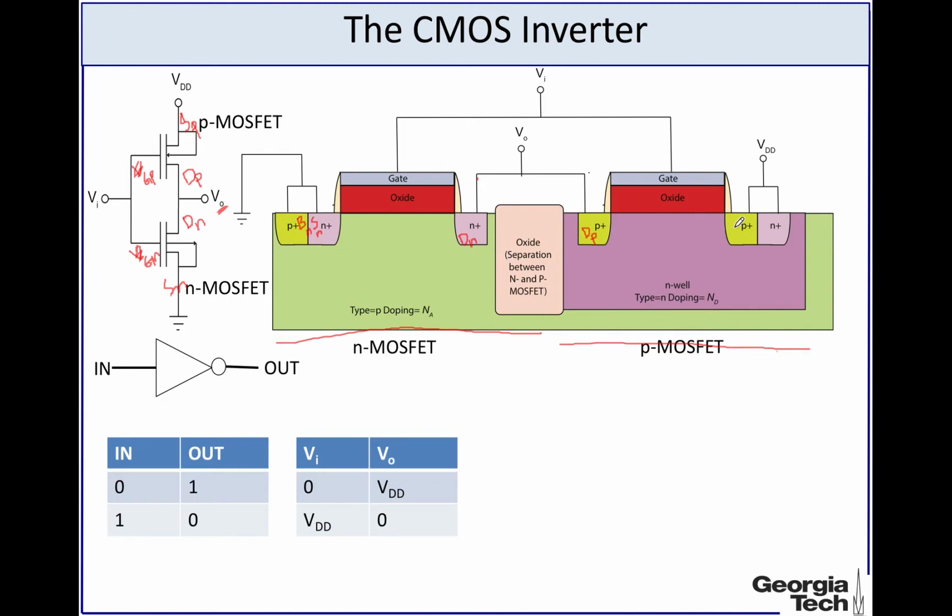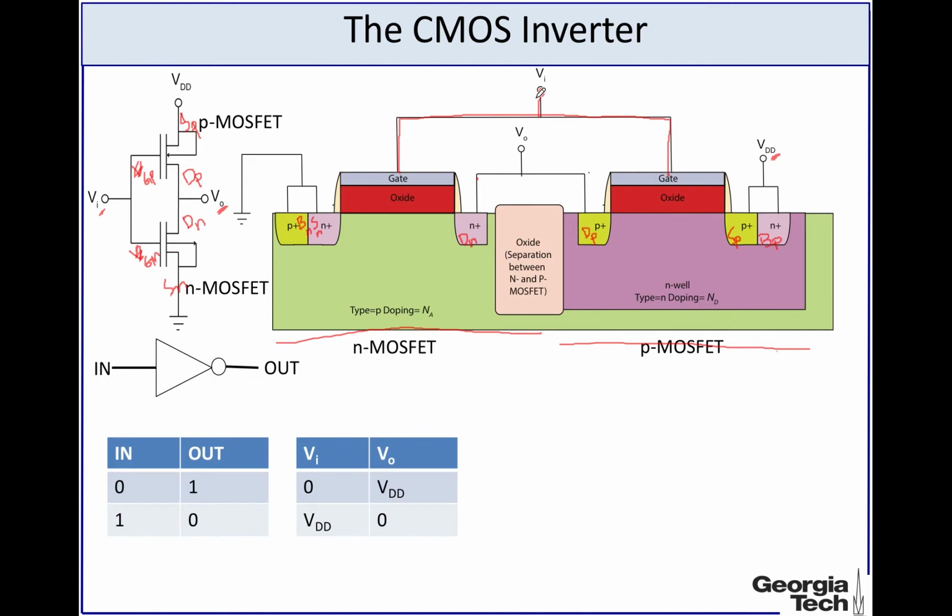Here you have the source of the p-type MOSFET, and this is the body of the p-type MOSFET, and the source and body are shorted and connected to the power supply voltage VDD. And finally, the gates of both devices are connected to each other, and this gate connection is what we call VI.